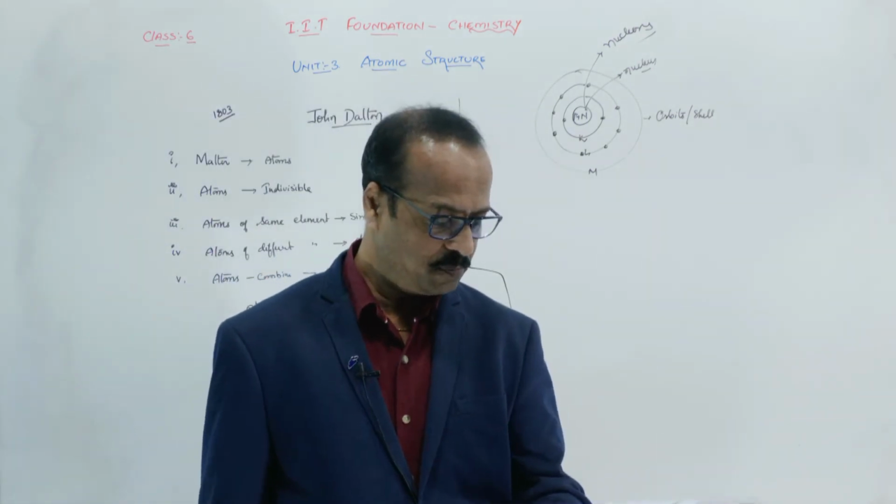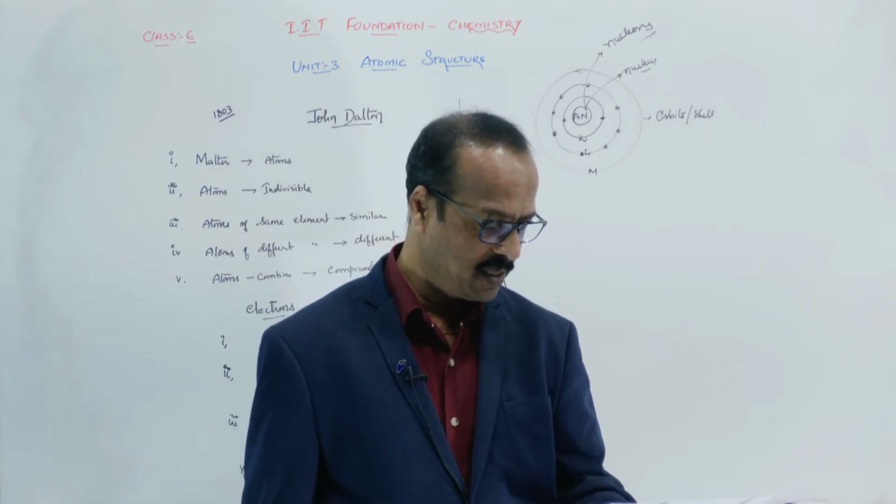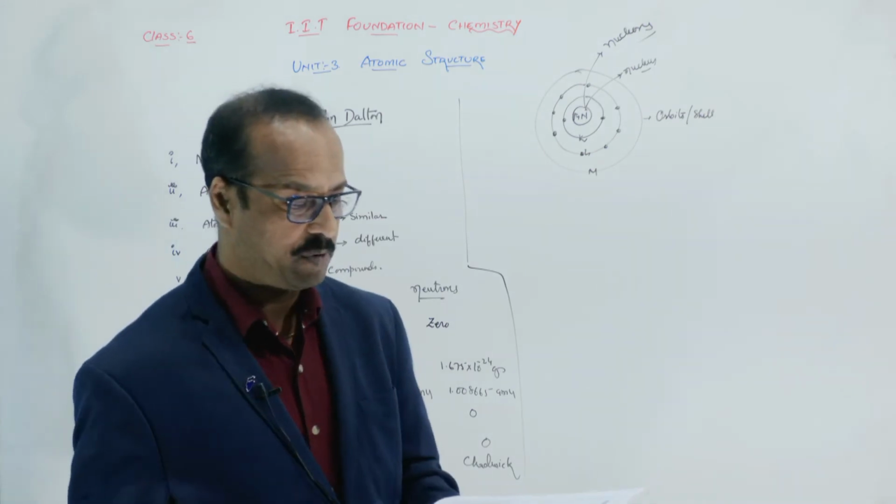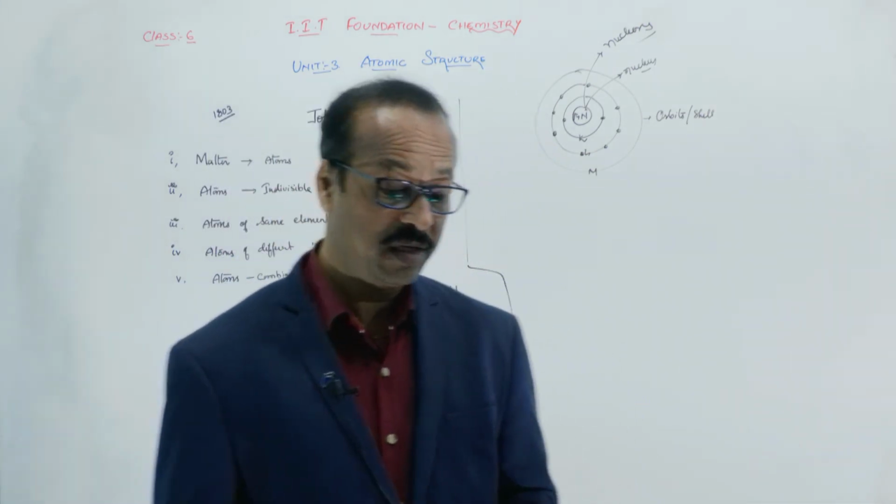Which of the following is not a fundamental particle? Electron, proton, neutron. But here one more is there, positron. Positron is not a fundamental particle. Seventh question: what are nucleons?